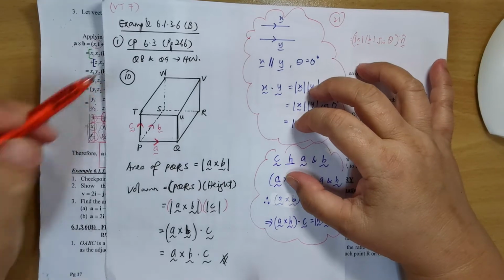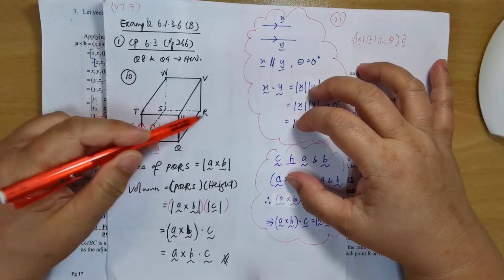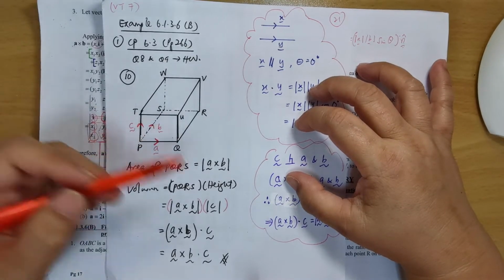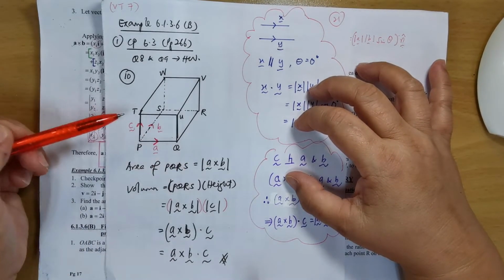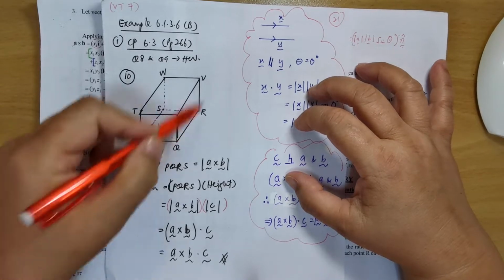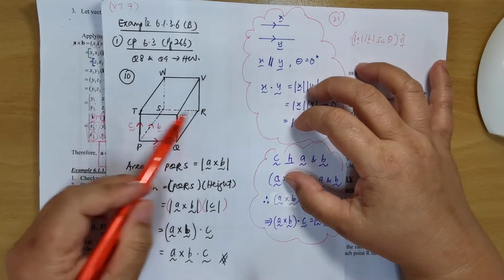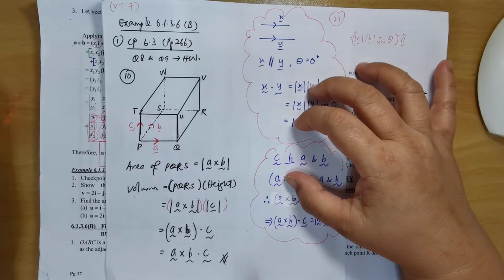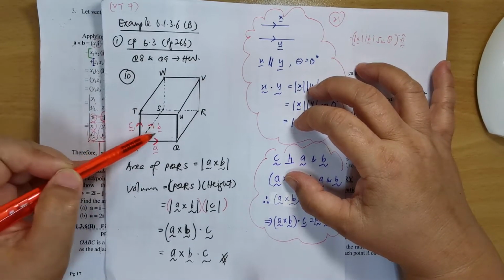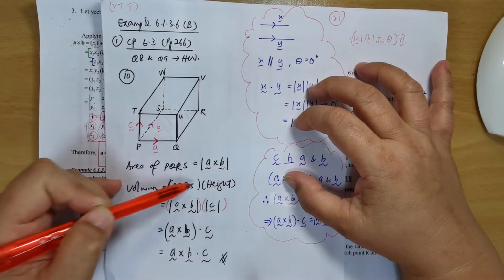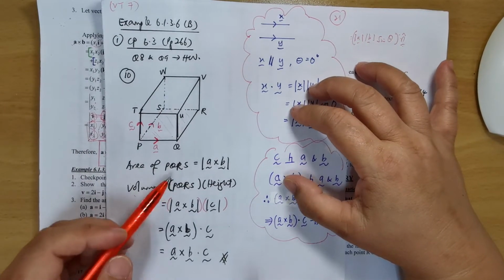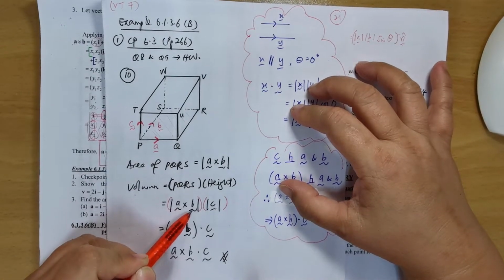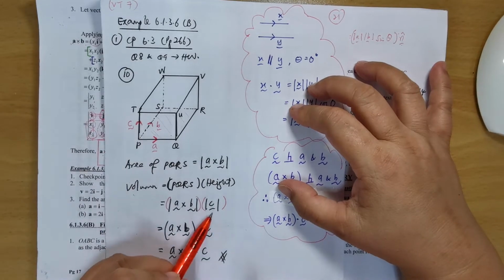First we calculate the area of the base PQRS. We know the area of PQRS is the modulus of A cross B, right? Then for the volume, we use the area of the base PQRS multiplied with the height. This is how to calculate the volume. Therefore, the area of PQRS is modulus A cross B, and the height is modulus C.